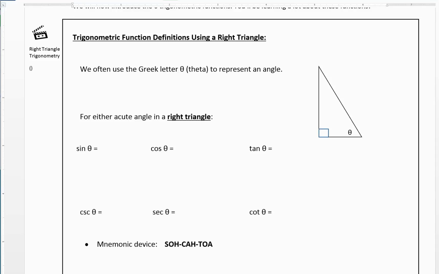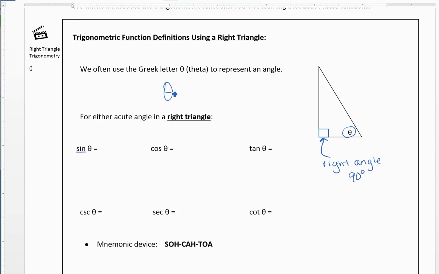So we have a right triangle here, and the important thing about a right triangle is that it has one right angle, which is 90 degrees. Okay, and we're going to pick one of the other angles that's not a right angle to focus on. So here's our angle we're going to look at, and we normally use the Greek letter theta. Okay, it kind of looks like a circle with a line through it to represent an angle.